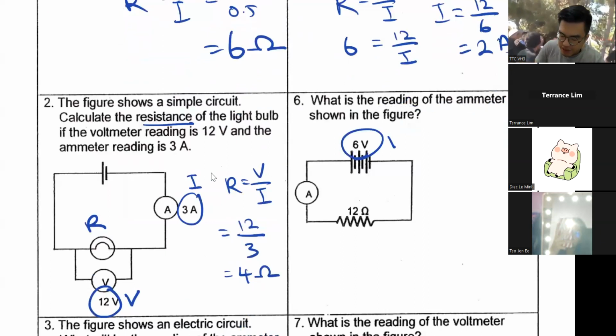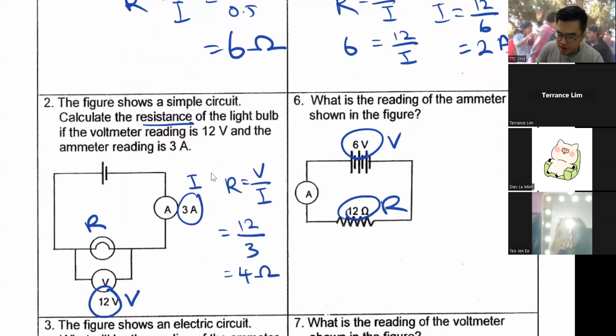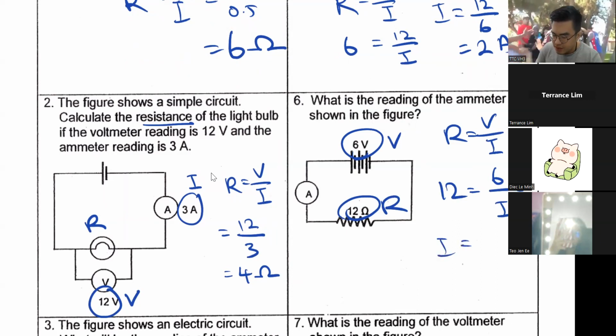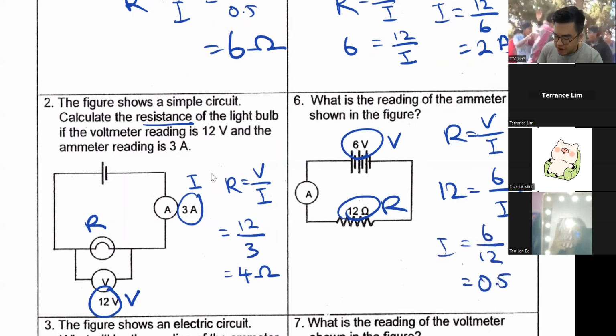So this is your V, this is your R. R equals to V over I. V is 6, I is 12. Sorry, what am I doing? 12, this is I. So I equals to 6 over 12. I will get 0.58. Okay, 0.58.